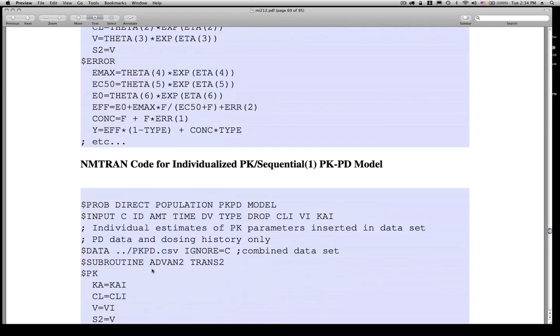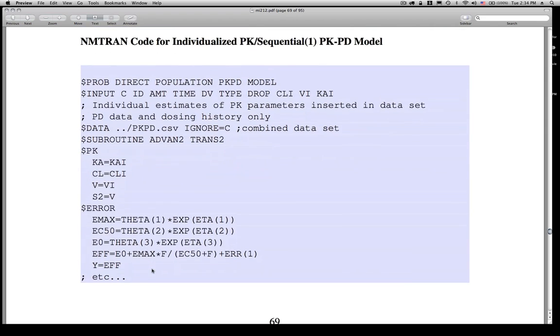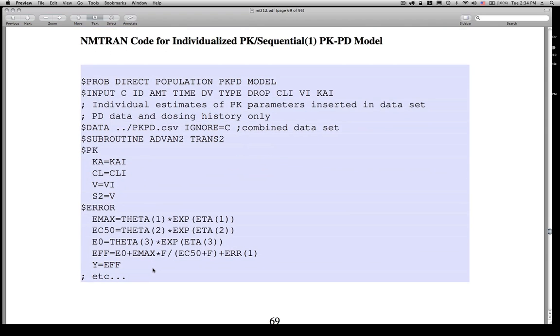Okay. Now let's look at how we would change that if we were going to run a sequential model. The data set now includes, as I showed you above, 3 new columns: clearance for the individual, volume, and Ka for the individual. So these are individual specific estimated PK parameters from some conditional estimation method in the PK modeling. They're plugged in now from the table output in the first PK run. You plug these now in as input in the PD component of the sequential fit.